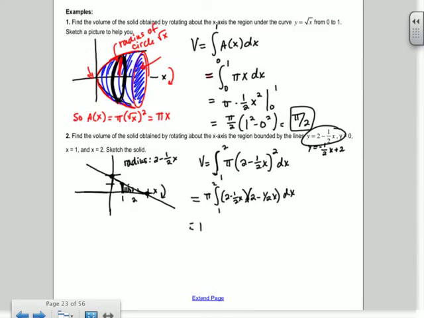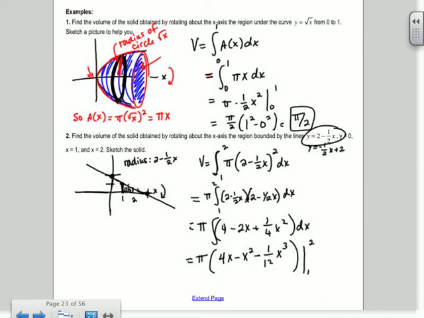So I'm going to have pi on the outside. I'm going to integrate 4 minus 2x plus 1/4 x squared dx. Okay, so I have pi. I'm going to have 4x minus x squared plus, it's going to be x cubed, so I'm going to need a 1/12 out front. Right, 1/3 times 1/4. And I'm going from 1 to 2. Yes, plus, thank you. Who said that first?